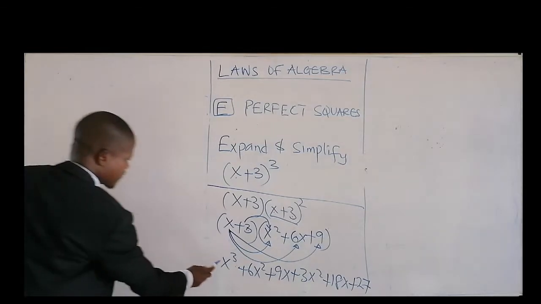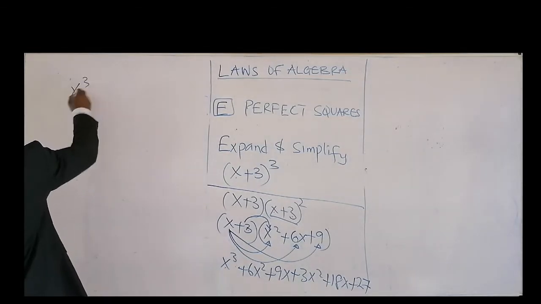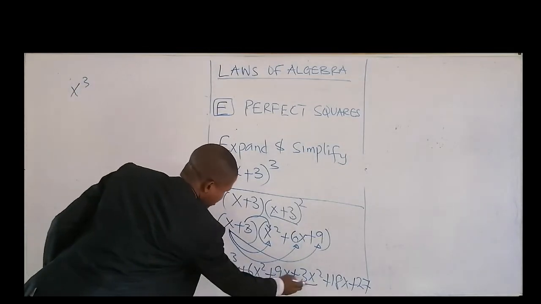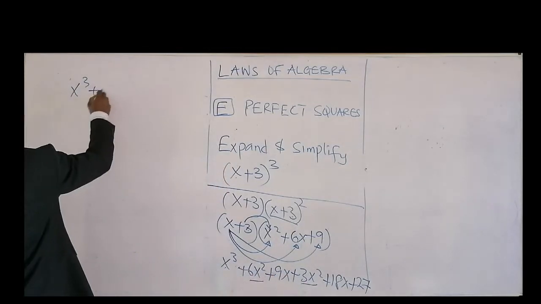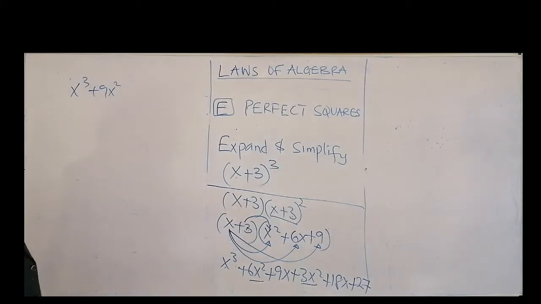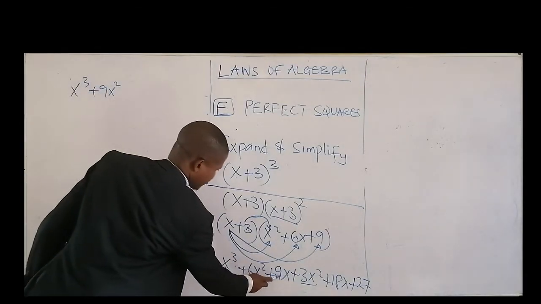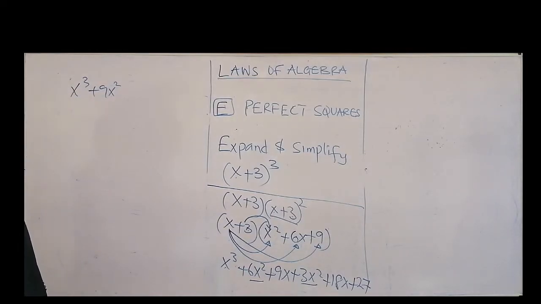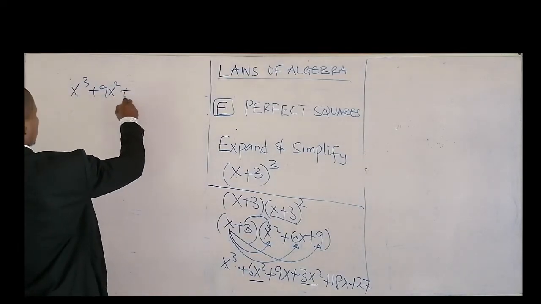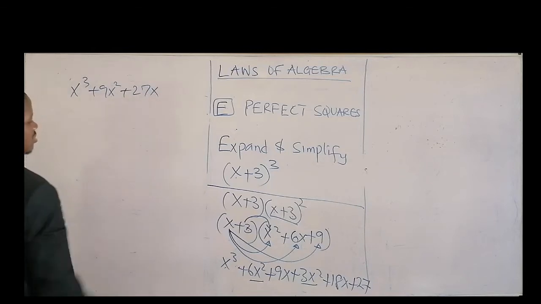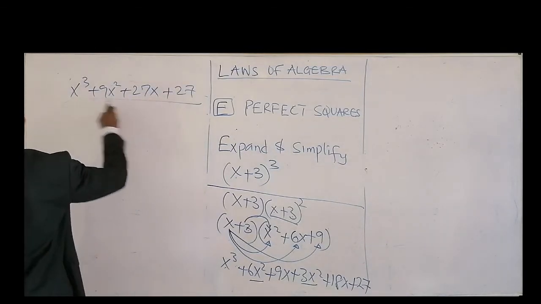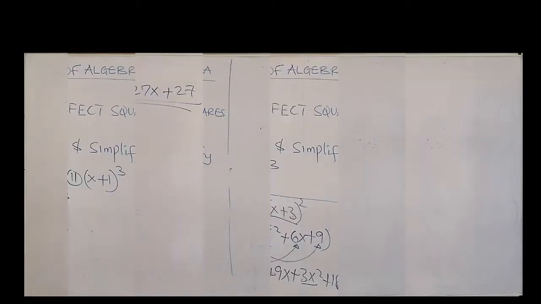This is a power 3, that's x cubed, followed by, we have 6x squared here, we have another one here as plus 9x squared. Then we have 9x plus 18x, that's 27x. Finally, plus what? Plus 27. Okay? So that finished that question.